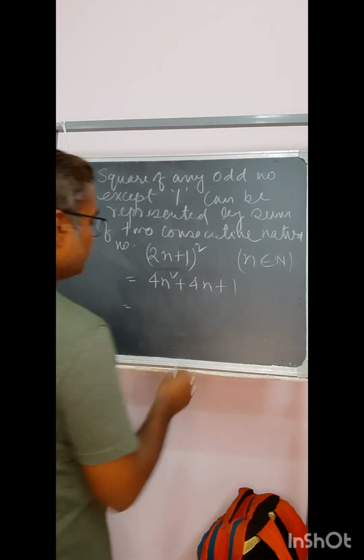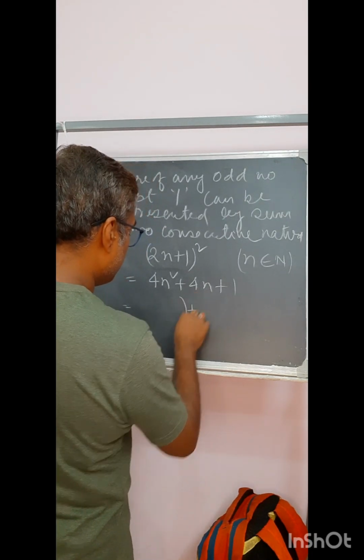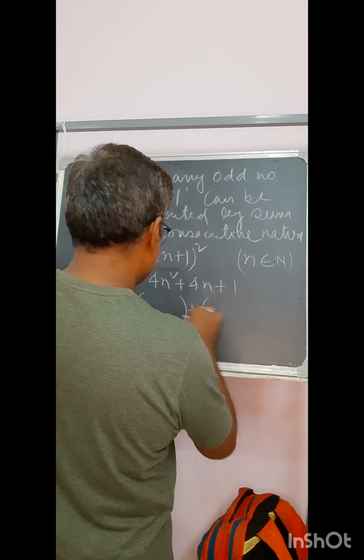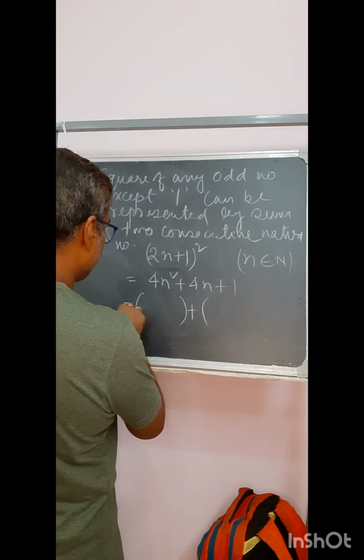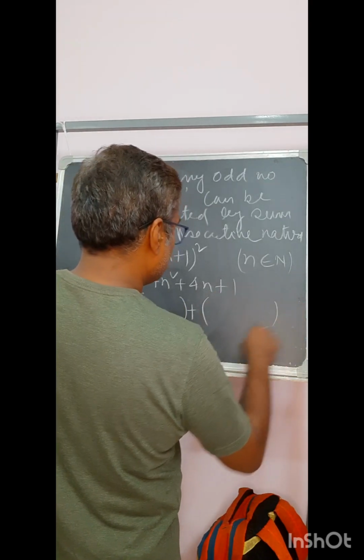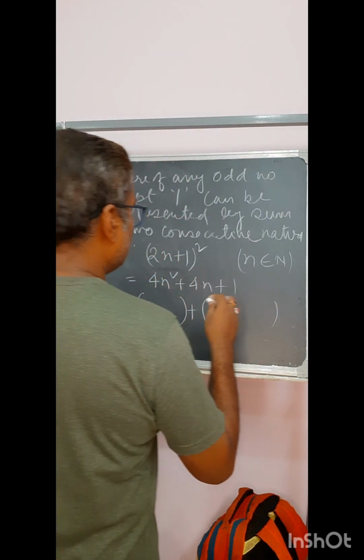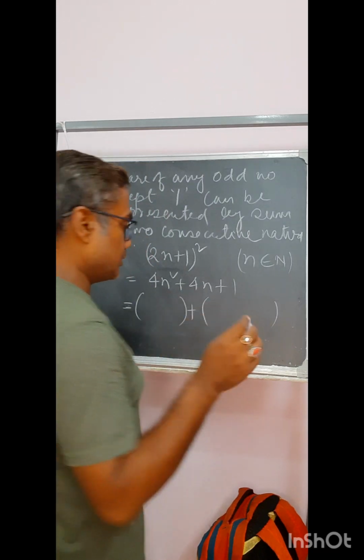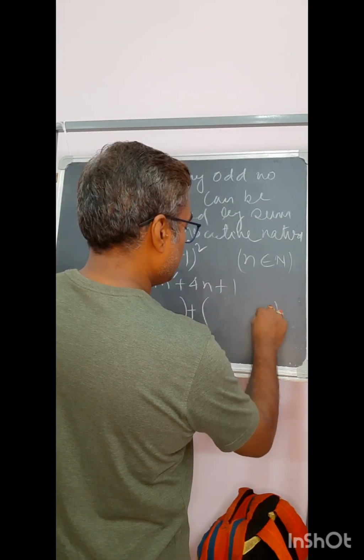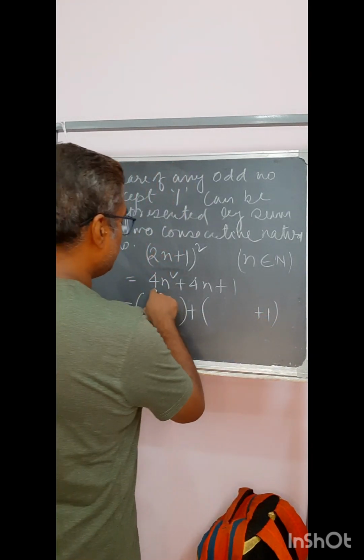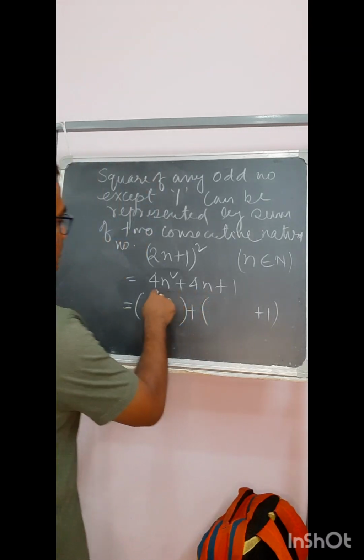Now you know, for any consecutive terms, the difference between the terms is 1. This is the universal truth. Any consecutive natural numbers will have a difference of 1. So I keep this 1 in one bracket. The remaining thing, you can see, is 4n square plus 4n.